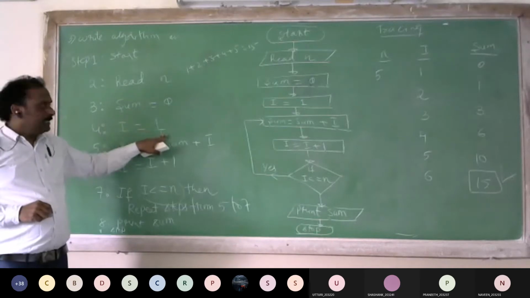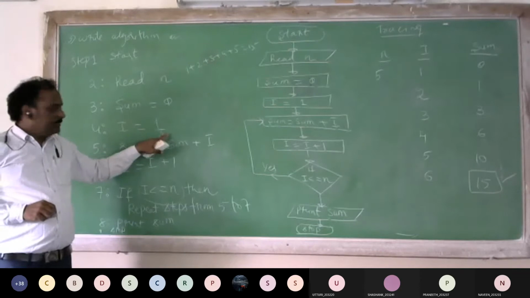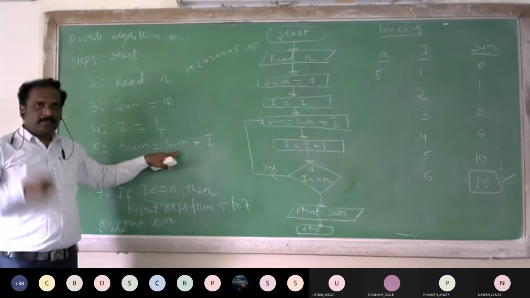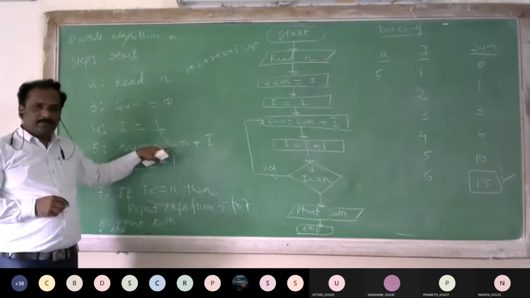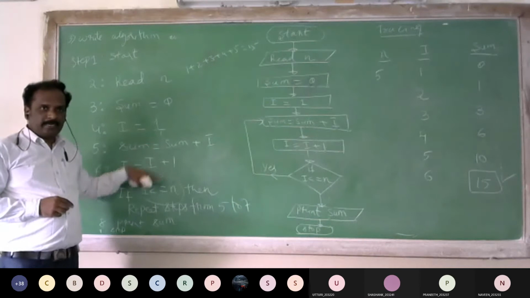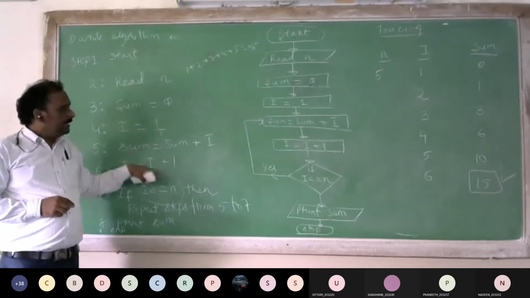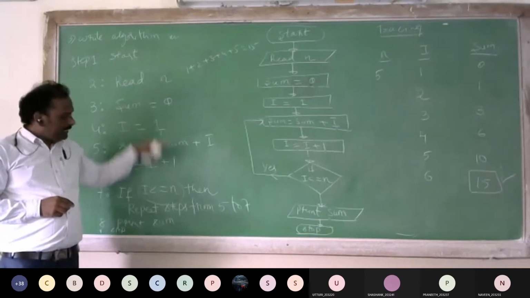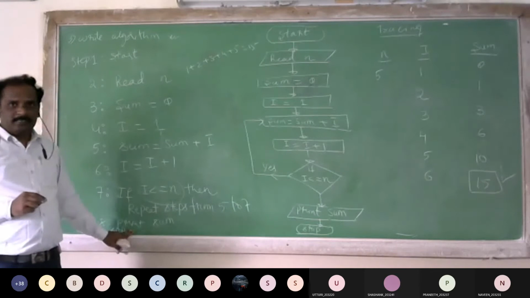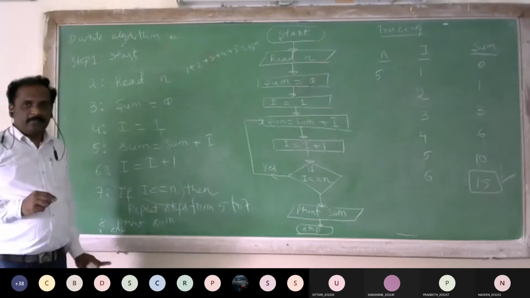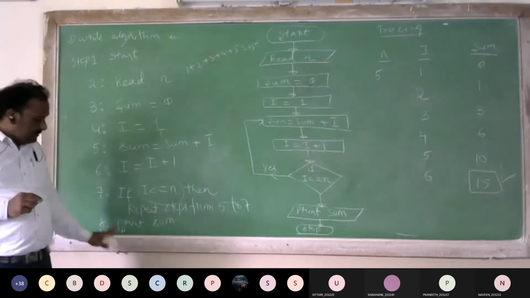What is the starting number? Starting number is 1. After getting this one number, add the number. Now get the second number, add that number. Get the third number, add that number. Get the fourth number, add that number. Until it is equal to n. If it is greater than n, then print the sum. By that time, sum will contain the correct answer. Let's stop.